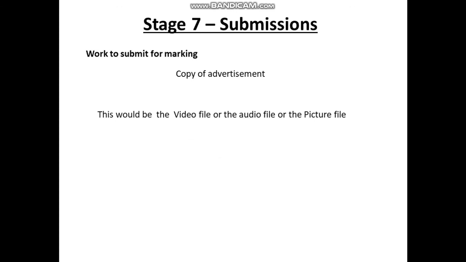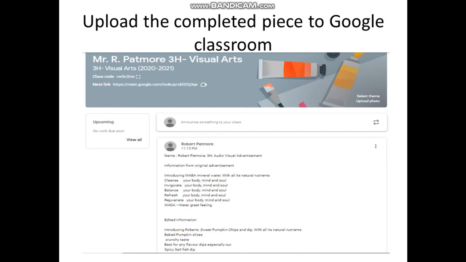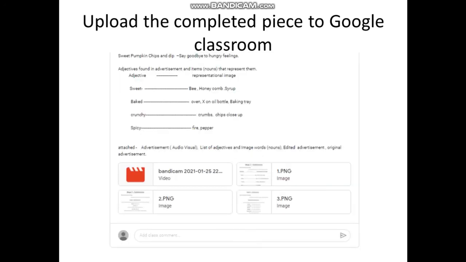Also, the copy of your advertisement. This would be the video or the audio or the picture file that you uploaded first. So, all you'd have to do is to upload the completed piece to Google Classroom. Now you can type this in the I Know Something in the class section, or if you have written it in your book, you can also simply just upload the pictures or the files that are present.